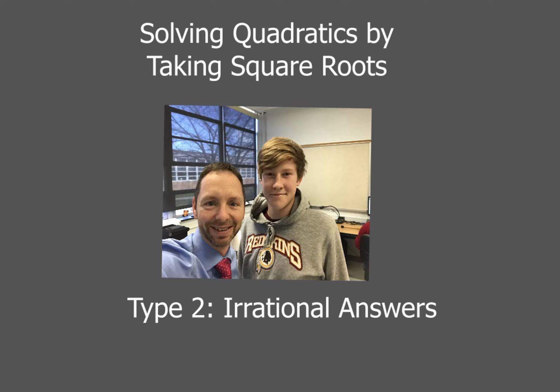This is Mr. Muscarella coming at you here with my buddy Eric, and we're going to teach you how to solve quadratics by taking square roots, the second type, where you have irrational answers. For an irrational answer, we're going to look for something that has a square root with it, like square root of 2, or maybe square root of 6, or maybe 3 square roots of 6, because these types of numbers cannot be written as a fraction in any way, shape, or form. We can't simplify them. So, on with our show.